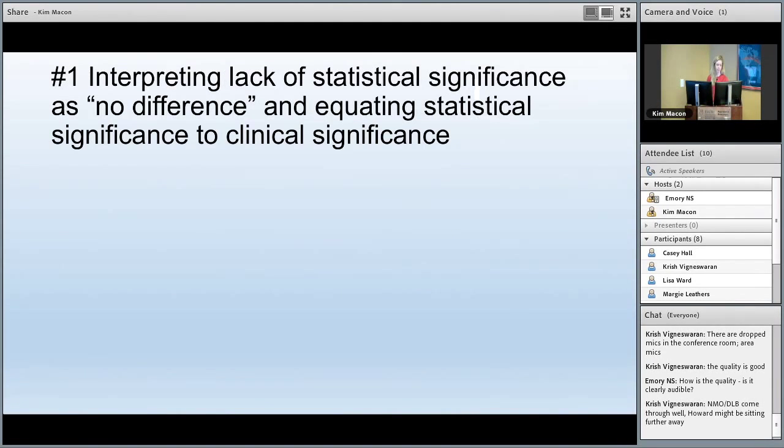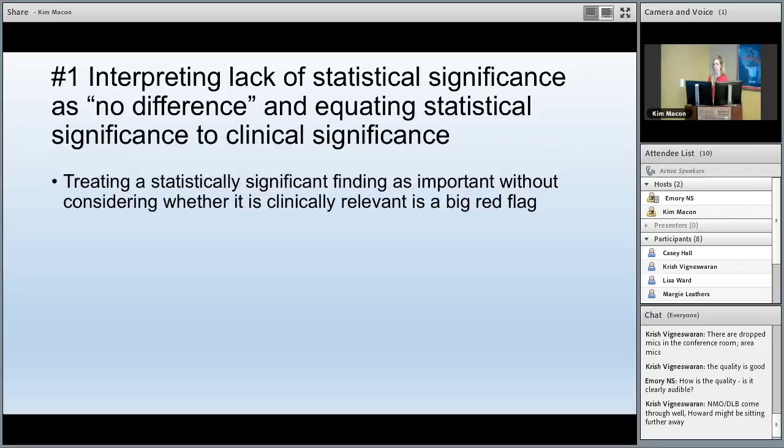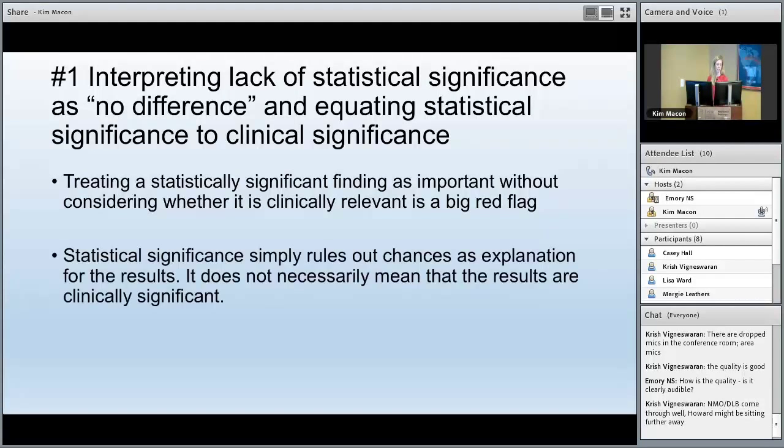And my last one, which I've already been alluding to this whole talk, is interpreting lack of statistical significance as no difference and equating statistical significance to clinical significance. Again, it's a red flag when someone treats something as statistically significant and clinically significant without really thinking about whether it's relevant. Statistical significance simply rules out chance. Again, it doesn't imply clinical significance.